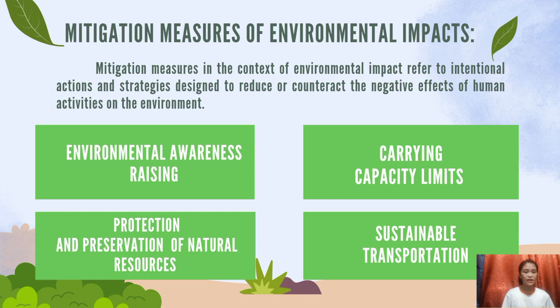So the mitigation measures are the things that we need to do to lessen the negative impacts that we see in a specific destination or place. A mitigation measure is a plan of the destination by which we can turn the negative impacts into positive ones. That is all the mitigation measures that could preserve the natural beauty of the environment.